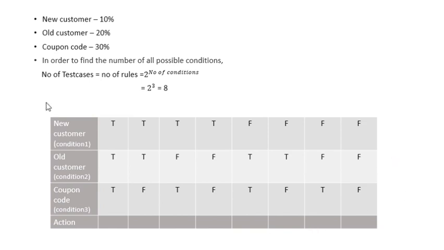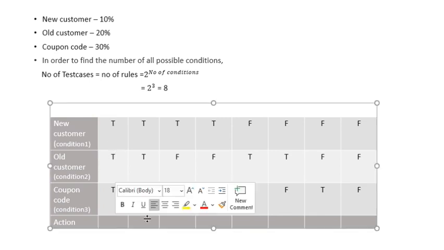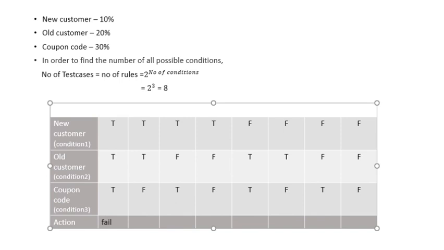As of now, we'll discuss this current example. We can see here that new customer is true, old customer is true, and coupon code is also true. We cannot have an old customer and a new customer at the same time, so this condition is a fail. It is a failure. It is also a negative scenario. Coming to the second condition, we have new customer true, old customer also true, and coupon code false. We cannot have a new customer and old customer together, so this condition is also a fail.